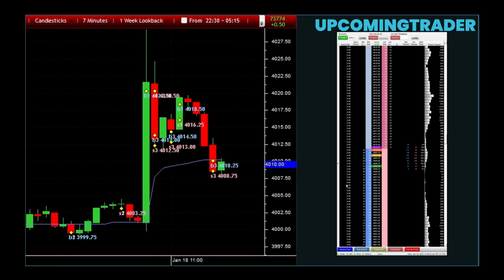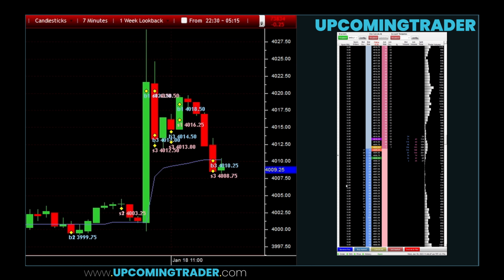Another mistake is choosing the wrong range size. If the range is too small, it can produce too many signals, leading to overtrading and unnecessary losses. If the range is too large, you may miss important entry points, as the chart will focus on broader price movements rather than capturing useful details. Always make sure your range size fits the market conditions and the volatility of the asset.